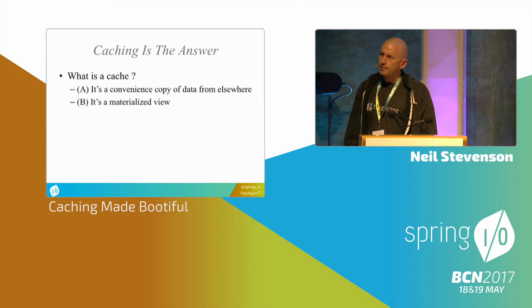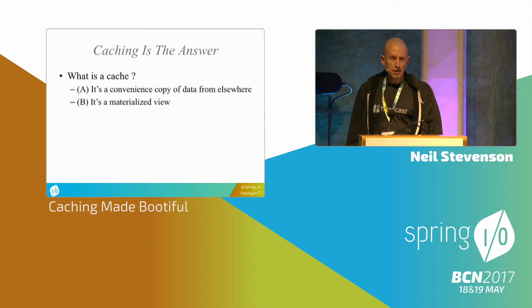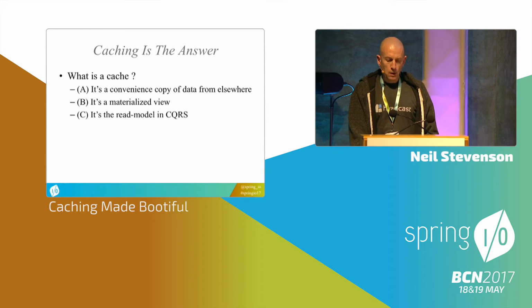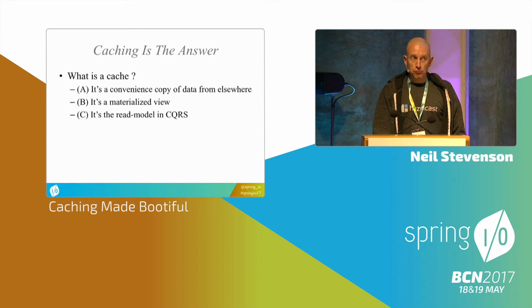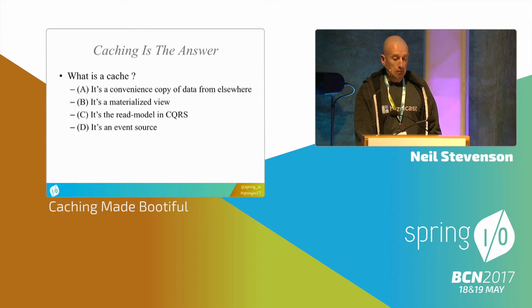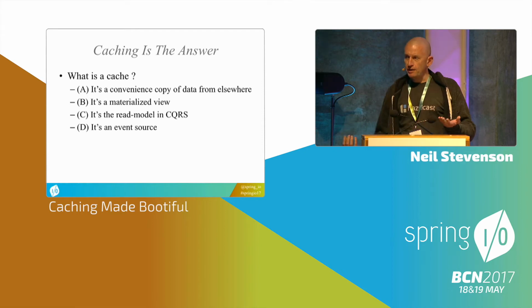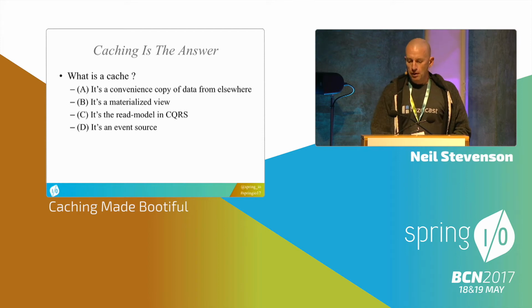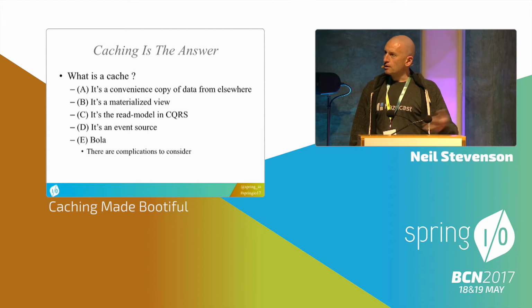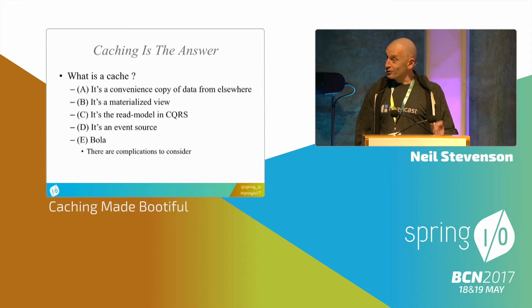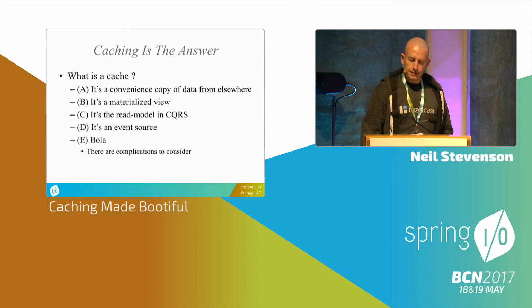This is where you start to think about things a bit differently. How's a cache different from a materialized view? Is it an event source? It's like you've got data that's come from one place to become data in another place. And for luck, Ebola, a bad thing. The cache can be a bad thing because there are complications you have to consider.